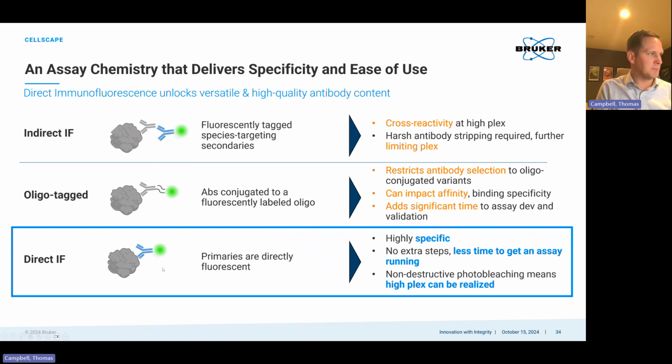So whenever possible with the CellScape platform, we use direct immunofluorescence, antibodies that are directly conjugated to common and non-proprietary fluorophores. And this allows us to leverage really highly specific antibodies. We don't have to worry about extra steps with conjugation and assay validation that really increase the overall assay validation time. And it gives us a mechanism to remove the signal between cycles in a really non-destructive manner, which means that as a user, you can get to a much higher plex if necessary.